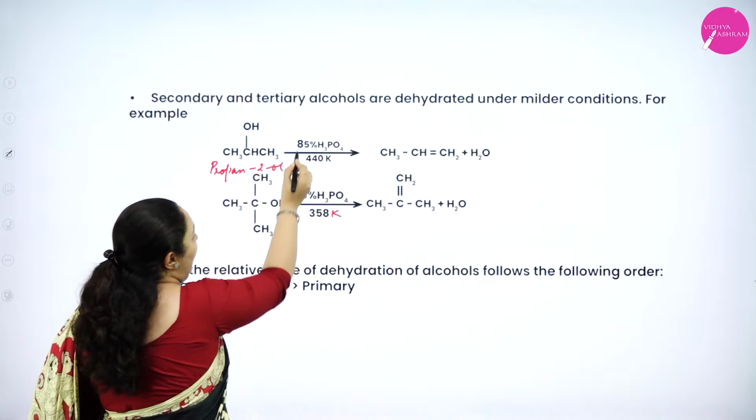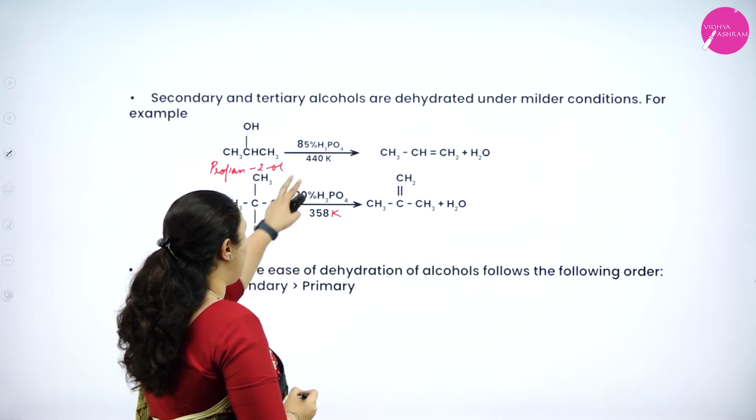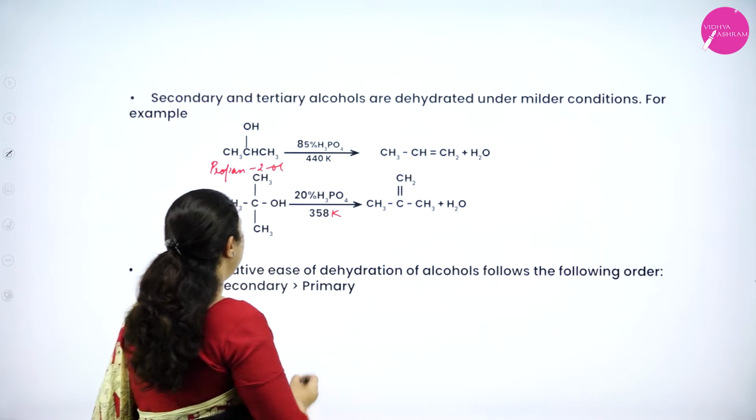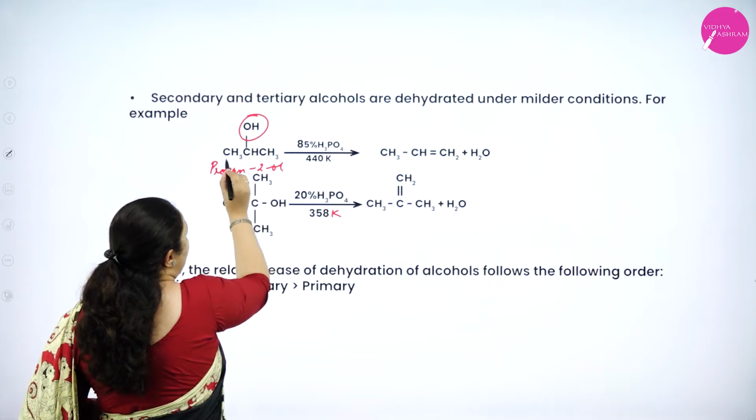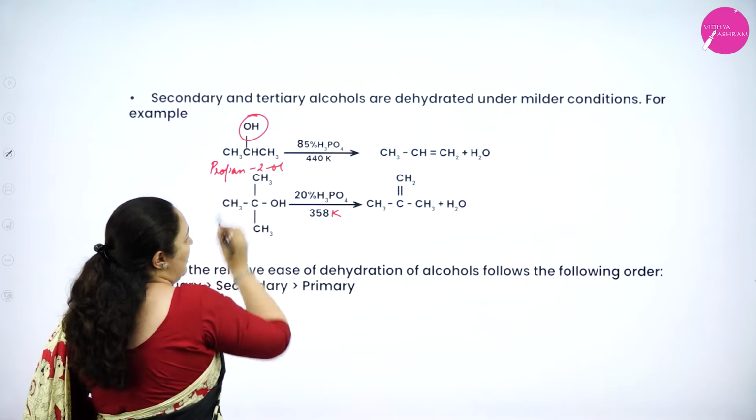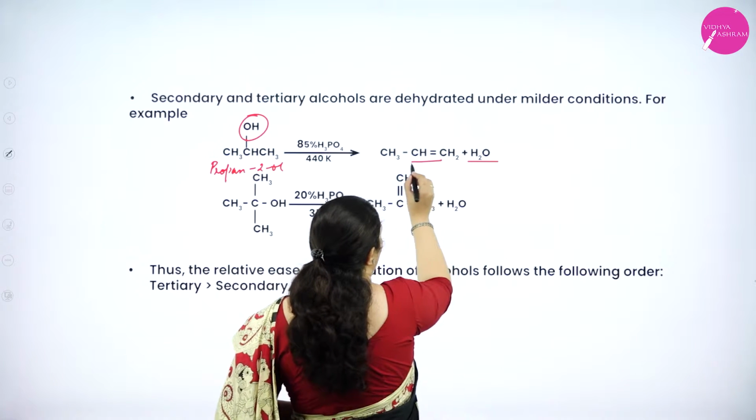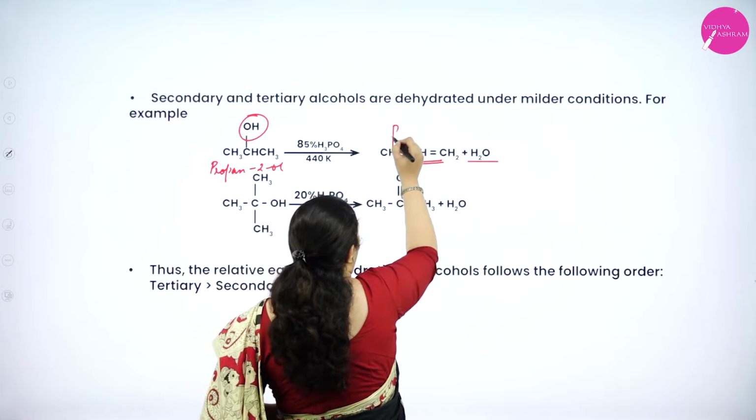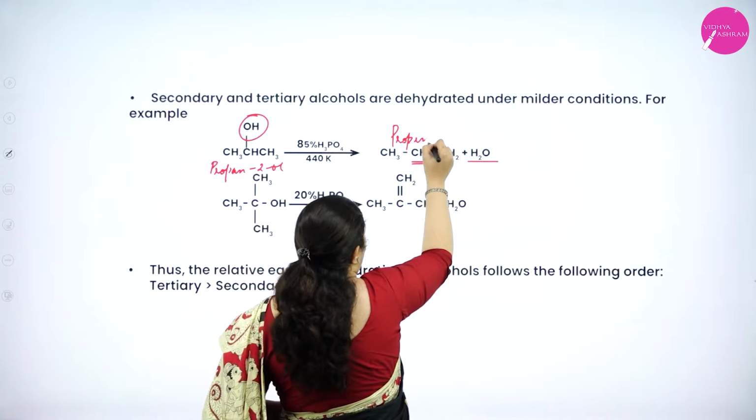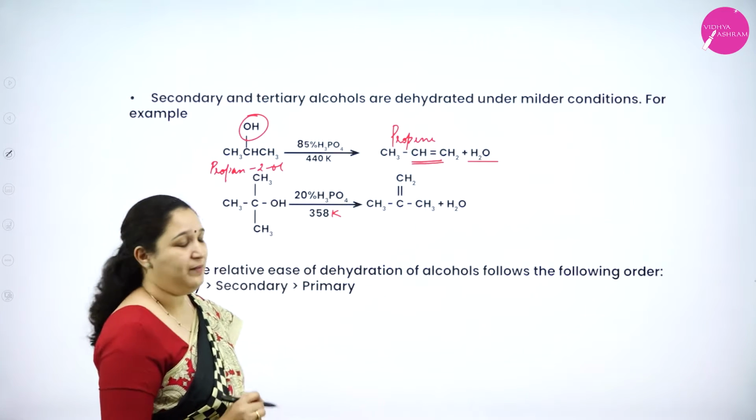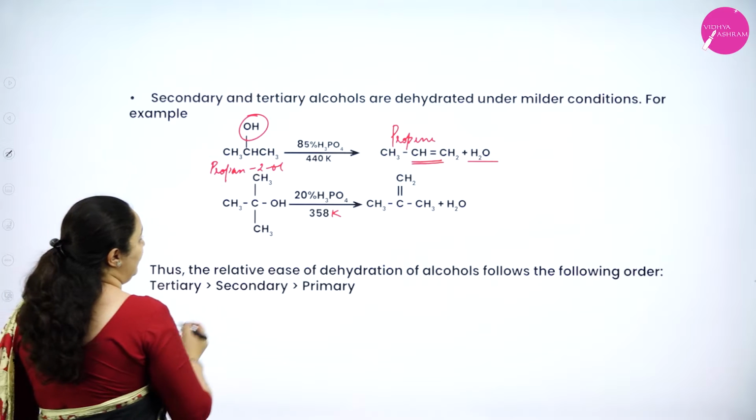Here this is a secondary alcohol, that is we are using here example as propan-2-ol. Okay, at 85% H3PO4 acid at 440 Kelvin, what will happen? OH from this carbon atom and hydrogen from any neighboring carbon atom can be removed to form water molecule, and there is a double bond which is formed, that is propene is formed.